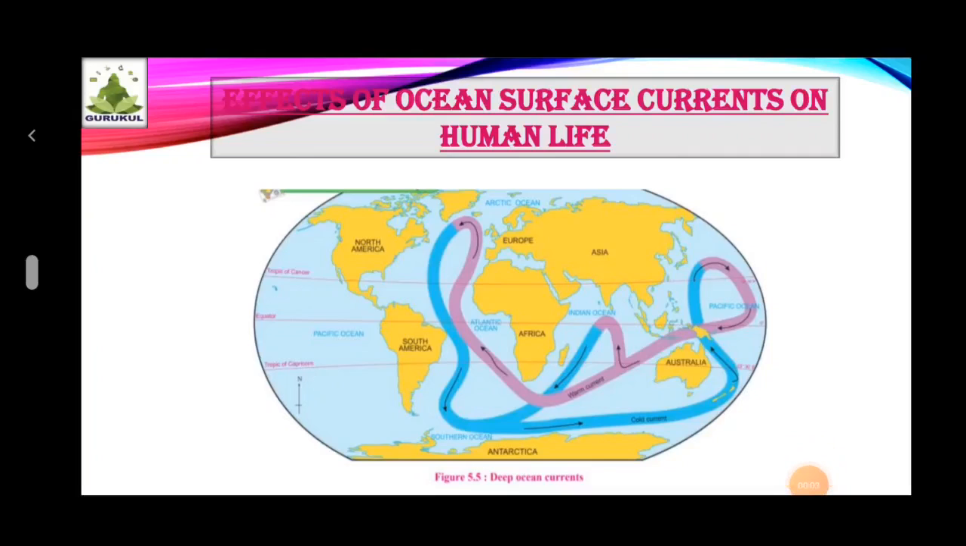Very good morning, students. In our previous video, we discussed the horizontal ocean currents and the reasons responsible for the direction of flow of ocean currents and their velocity. In this video, we'll be talking about the effects of ocean surface currents on human life. Ocean currents especially affect the climate of the region having proximity to the sea. In the cold regions where warm ocean currents flow, the climate becomes warmer.